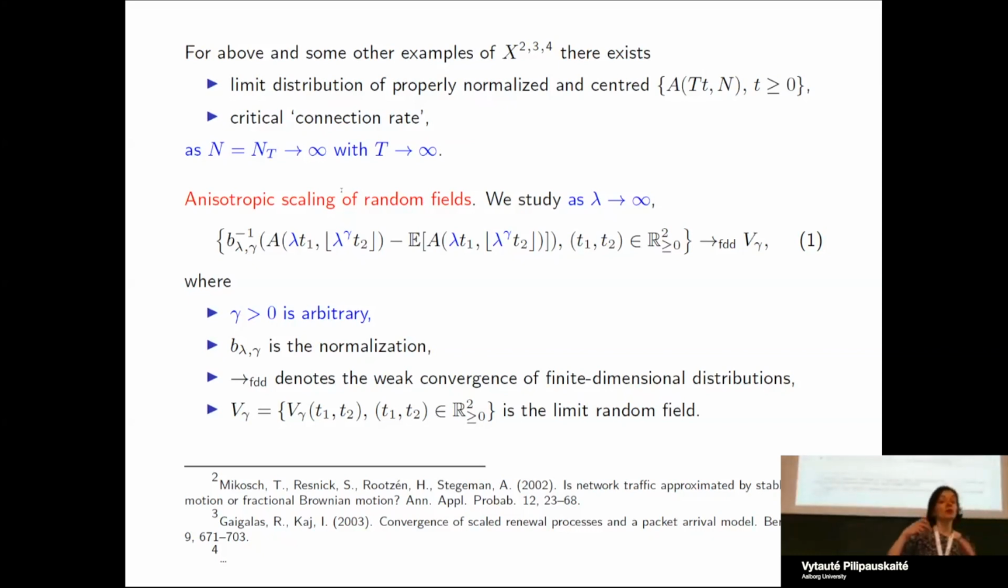So there exists some critical connection rate relation between N and T in these studies. So we suggest to look into this problem as an anisotropic scaling of random fields. So the aggregate is now not only a process, but we also introduce T2, the small t2, also for the sources, for the individual inputs there. And capital T, the time scale, is replaced by lambda, and capital N, the number, is replaced by lambda to the power gamma, where gamma is strictly positive, arbitrary, fixed.